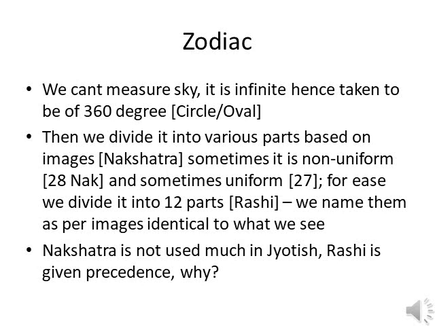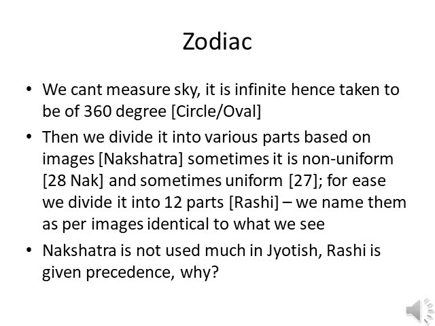There are two types of calculation. One is non-uniform calculation, that is of 28 nakshatras, and then there is a uniform calculation, that of 27 nakshatras. Basically, in ancient times 28 nakshatras were used, but in modern times 27 nakshatras are used because of uniformity. If the thing is non-uniform, then we won't be able to measure the distance of planets correctly.